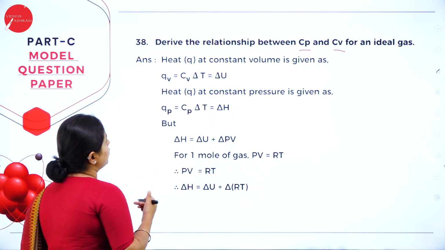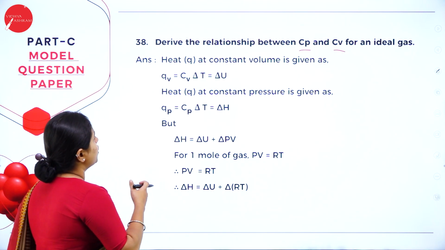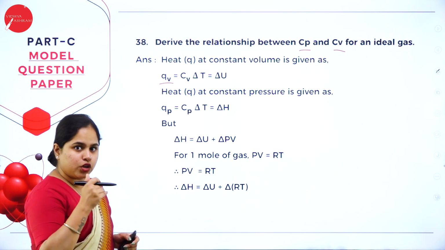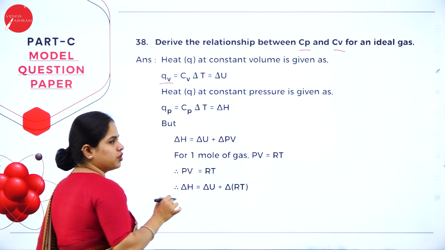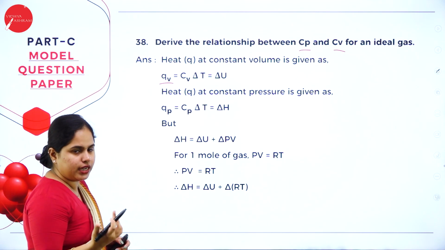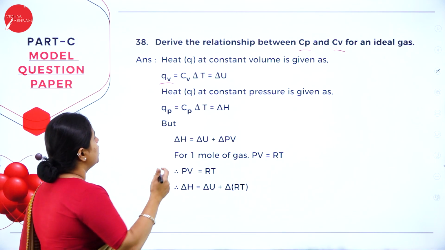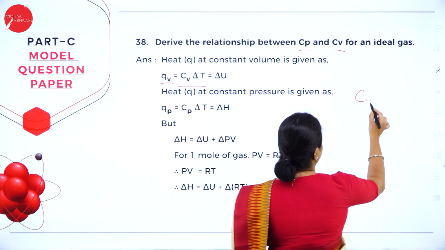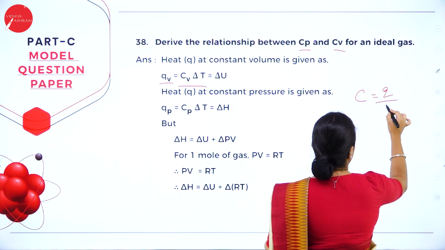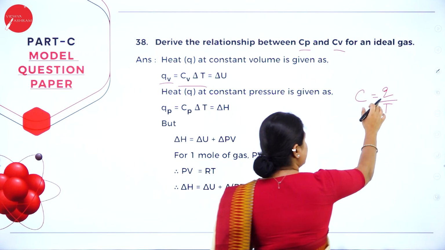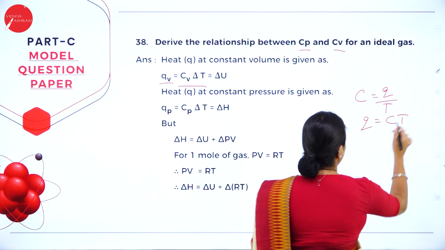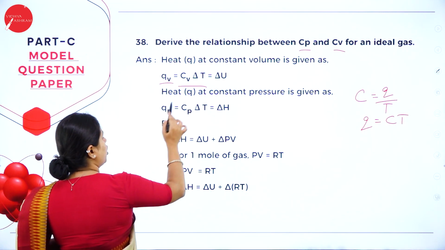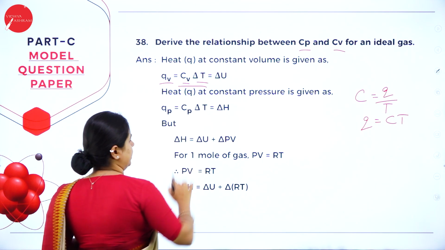So let's begin with the equation that we already know. Heat at constant volume is given as Qv. Q stands for heat and V stands for constant volume. It is equal to Cv into delta T. This specific heat capacity we have already studied: C is equal to Q by T. So from here we can derive Q is equal to C into T. You can just rearrange. So that is the equation that we are using: heat at constant volume will be equal to Cv into delta T.